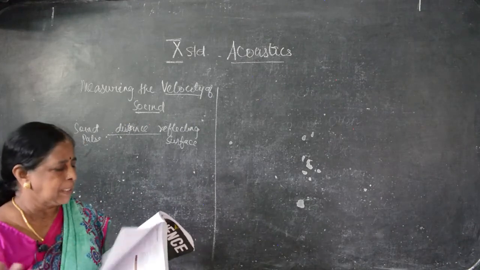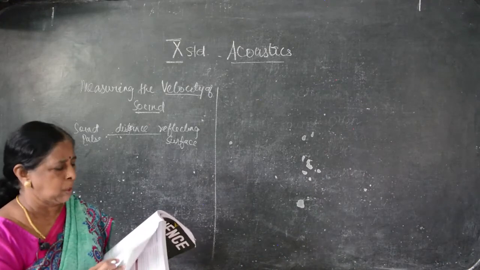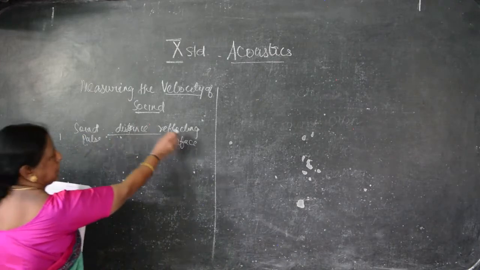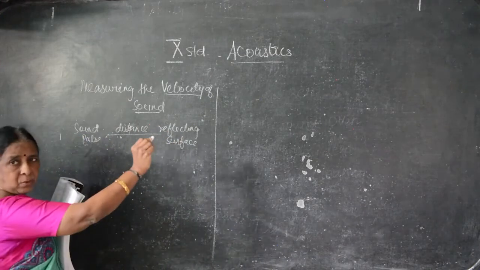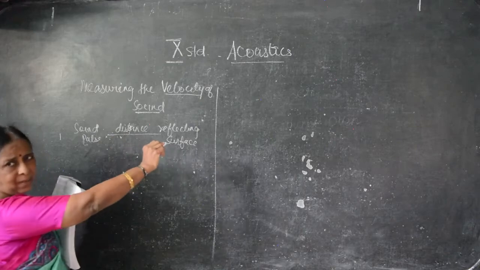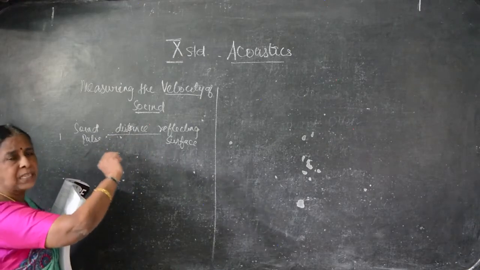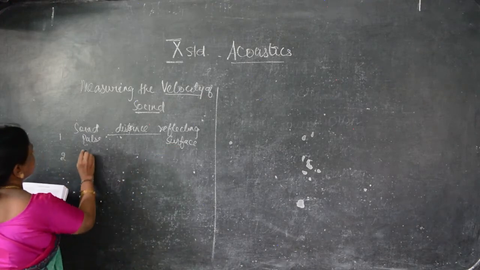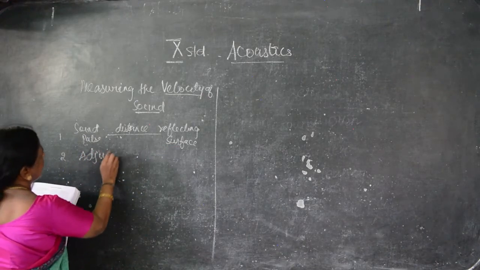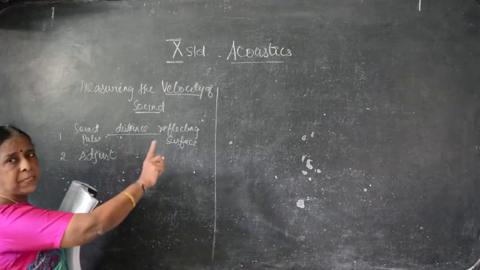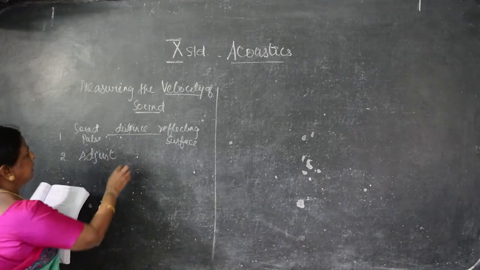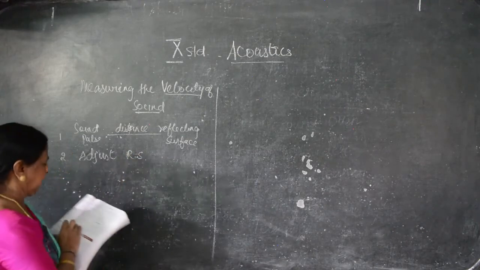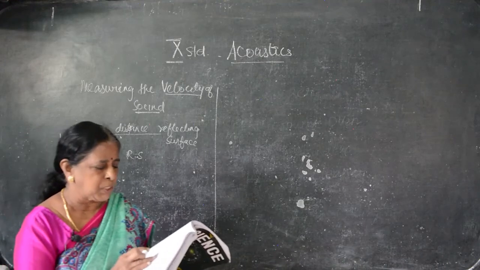Then the receiver is also placed adjacent to the source. A sound pulse is emitted by the source. So the sound pulse and the reflecting surface should both be in a straight line, because the sound can easily travel. If it is an irregular line, the sound cannot travel properly. So that should be adjusted. Second one, you have to adjust the reflecting surface, according to the sound pulse. I am writing RS. Adjust the reflecting surface.